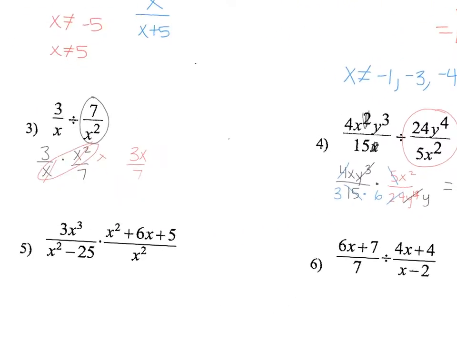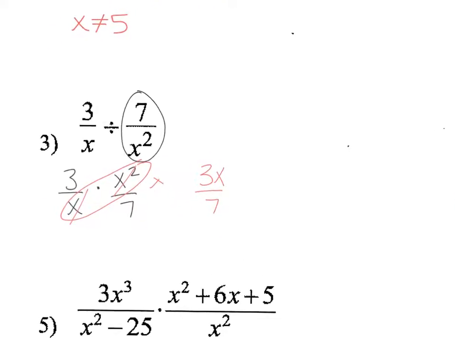Oops, I didn't do the restrictions. Let's go back. I didn't do the restrictions for this one. So in the initial problem, you look at your denominator, and you have x and x squared. So you could not have x be equal to 0. And then make sure you check when you do the reciprocal if you have anything else in the denominator you can set equal to 0. I'm not going to set 7 equal to 0 because 7 is not equal to 0. So the restrictions are x can't be equal to 0.